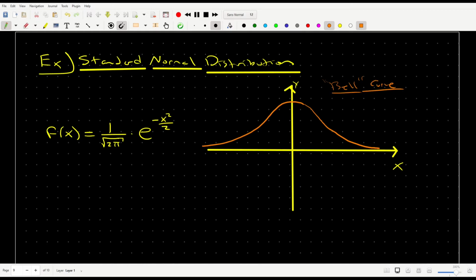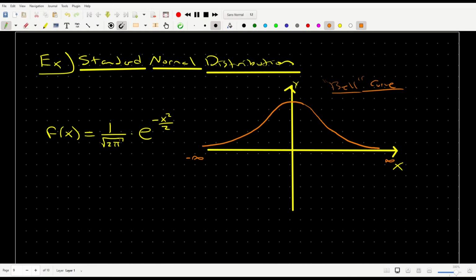So the graph of it looks kind of like a bell. And this 1 over square root of 2 pi right here is what's called a normalization constant. Because if you just take the improper integral from negative infinity to positive infinity of e to the negative x squared over 2, the area under this curve is actually equal to square root of 2 pi.